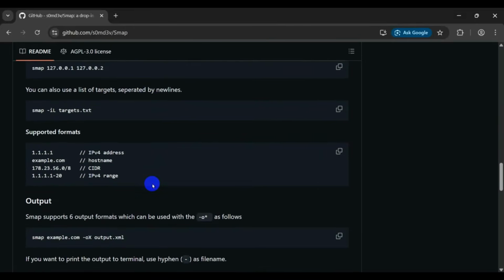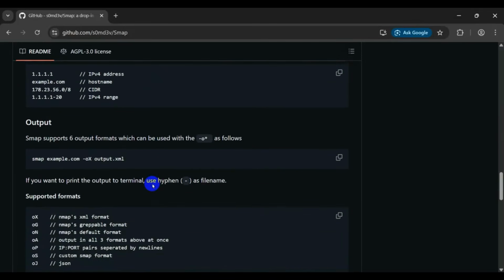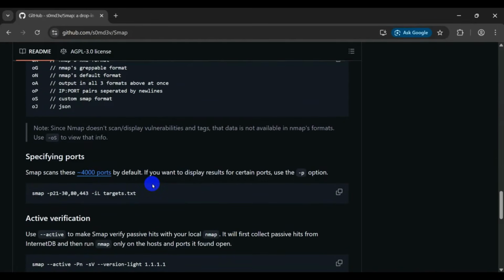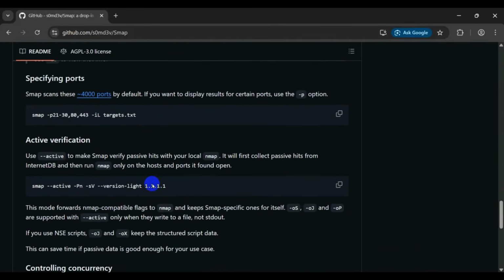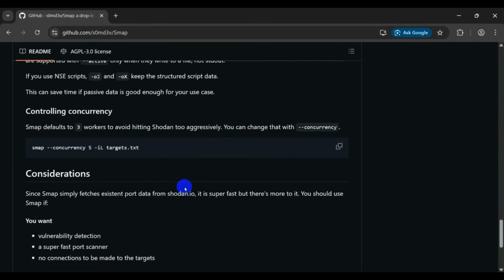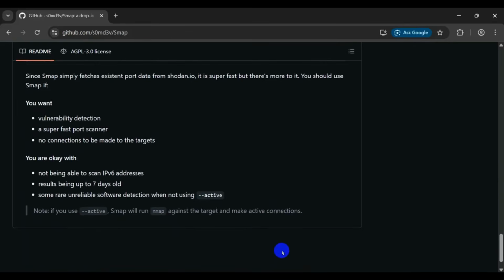However, passive intelligence also has limitations. The accuracy of results depends on the freshness of available datasets. If infrastructure changes after the original scans were performed, information may not always reflect the current environment. Understanding this balance between stealth and freshness is important during a reconnaissance.